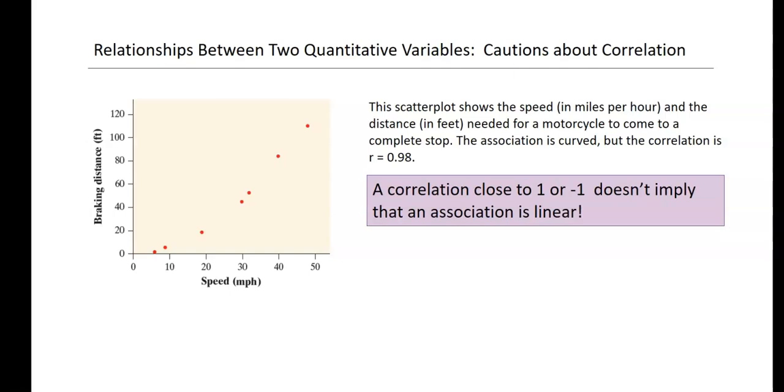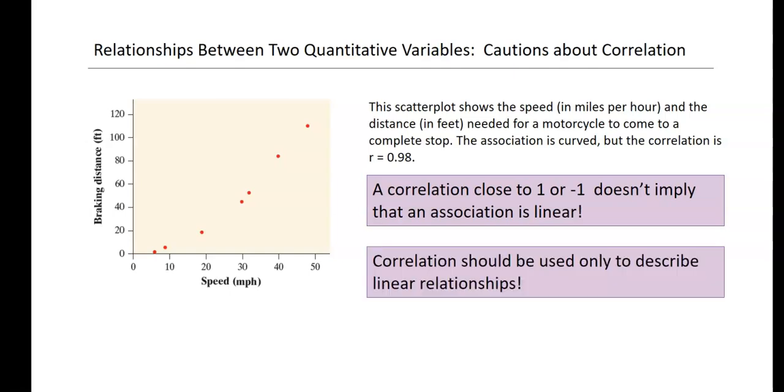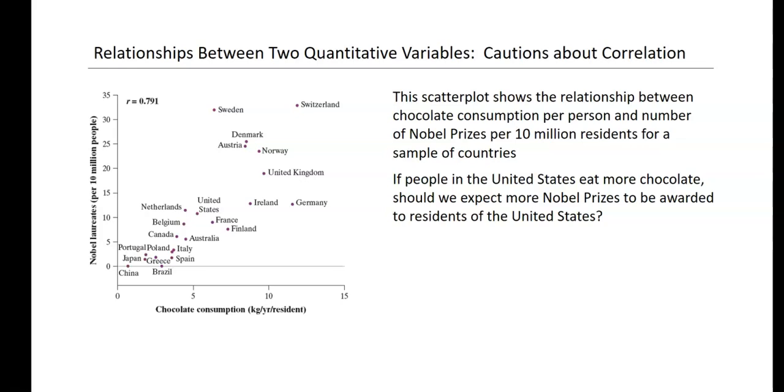because otherwise you're going to think, oh, it's 1 or -1, it's perfectly linear, but it's not necessarily linear. We should only use correlation to describe linear, because again, it's an indication of strength and direction of the linear relationship between two variables.